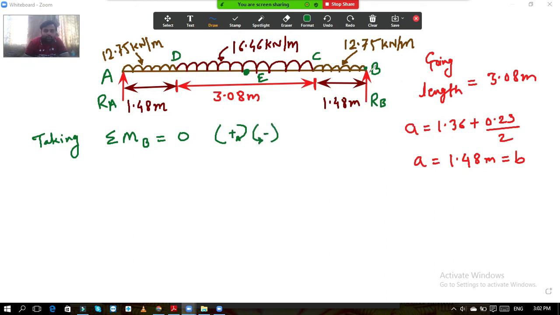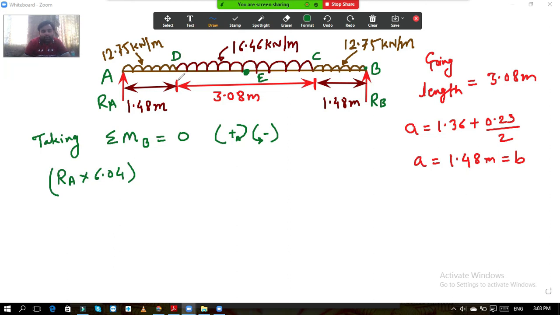Okay, so from point B we need to measure the distance of this reaction RA. So from point B, RA is at a distance of how much? I think 5.8. Am I right? 3.08 plus 1.48 plus 1.48. It is 6.04. So it is RA into 6.04.